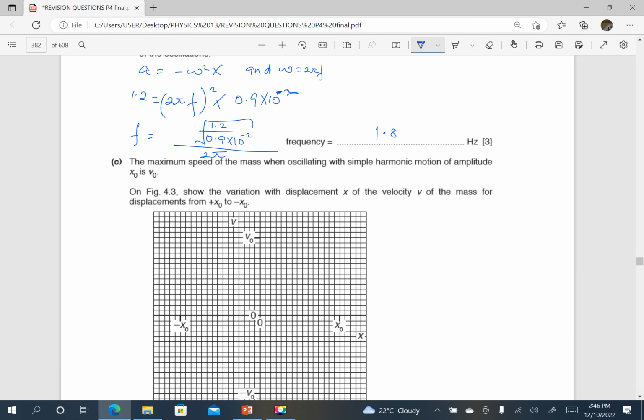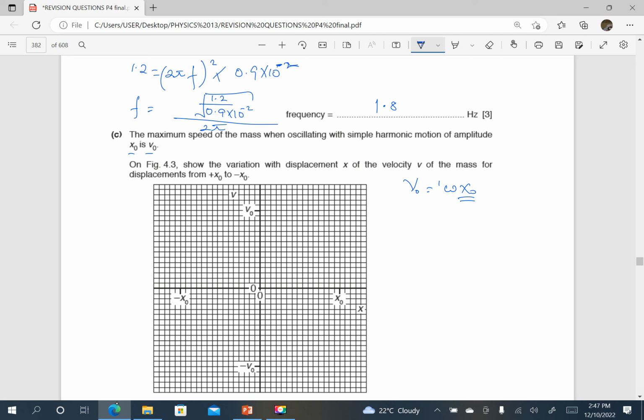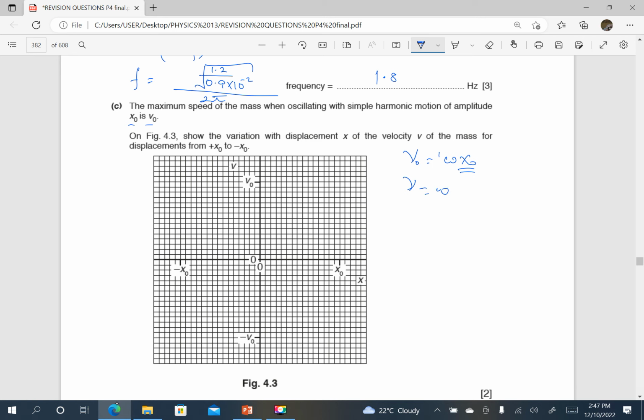The maximum speed of the mass when oscillating with simple harmonic motion, with amplitude x naught, is v naught. Remember, v naught is equal to omega times x naught. v can be positive or negative, so it depends on x naught. x naught can be positive or negative. When it is positive, v naught is positive. When it is negative, v naught is negative. And when x is x naught, then v is 0. Remember the equation, v equals omega square root of x naught squared minus x squared. If x equals 0, v is equal to maximum, which is v naught.